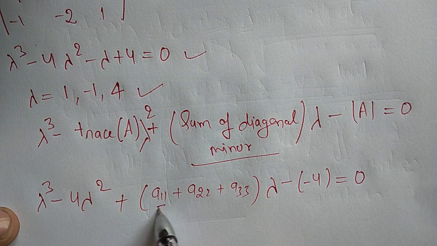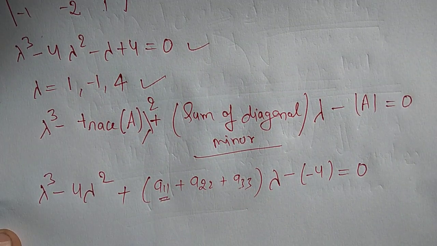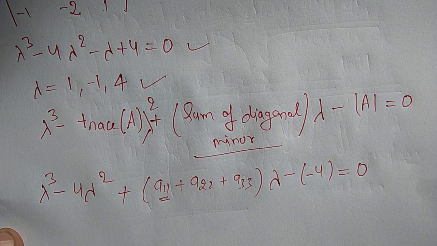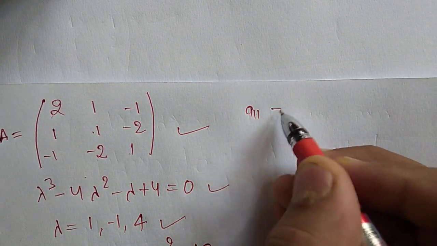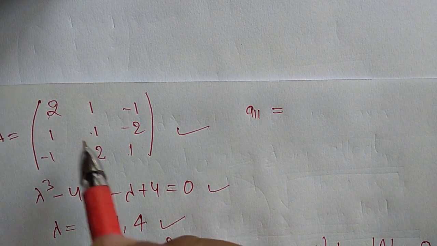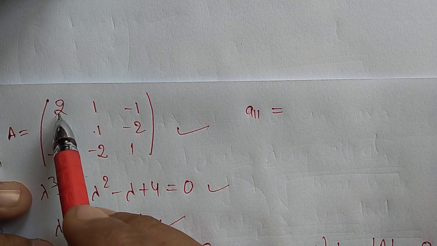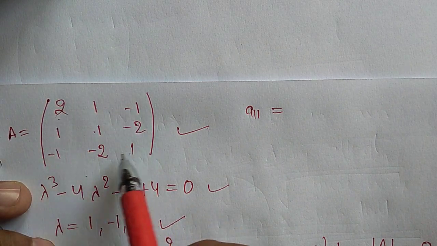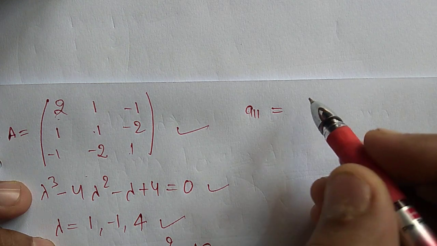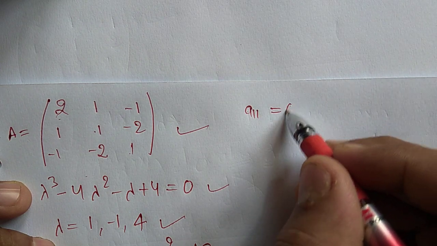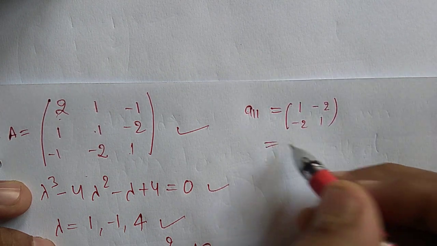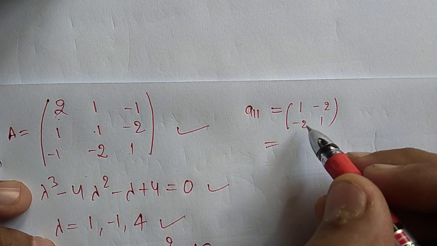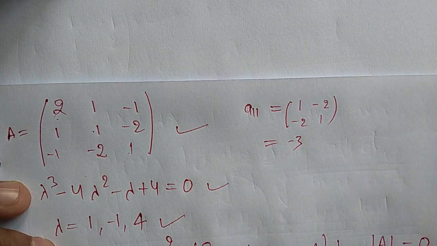Let us try to see what this minor is. If you find the minor A11, I'll try to find the minor here itself. A11 is the minor of the first diagonal element. If you take the 2, this row and this column will disappear. So the matrix will be 1, minus 2, minus 2, 1. So this will be 1 minus 4, minus 3.